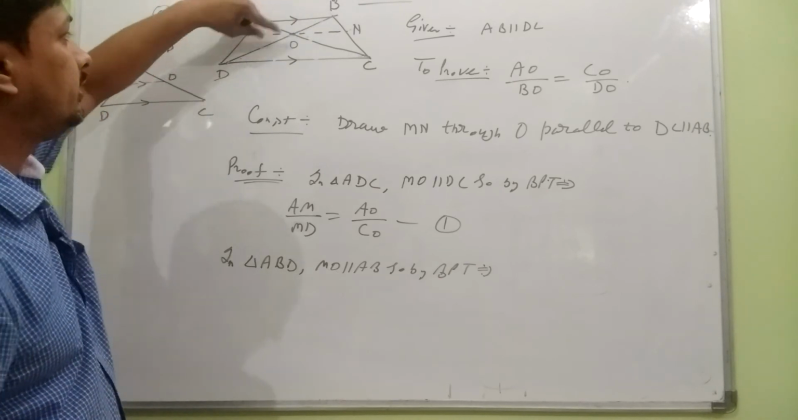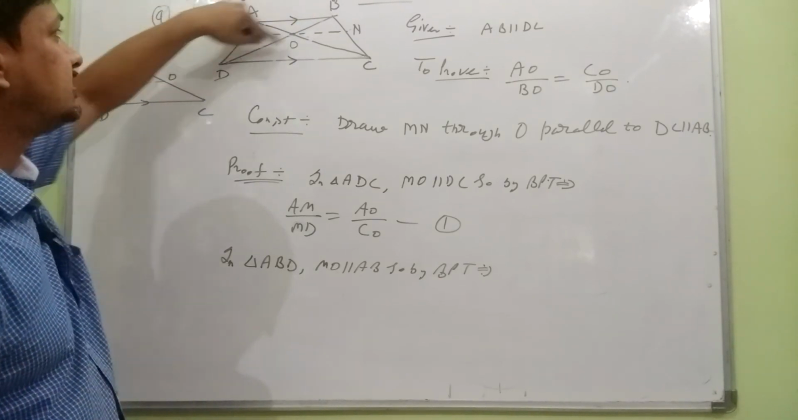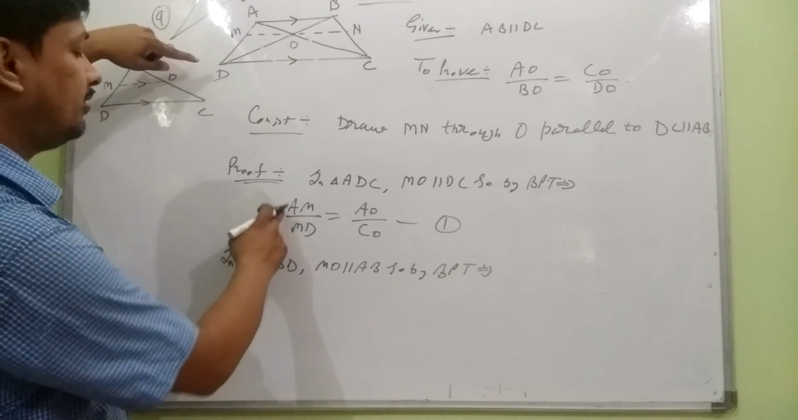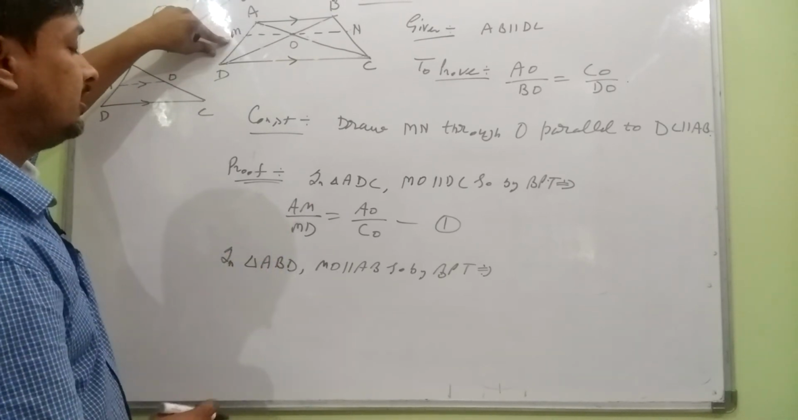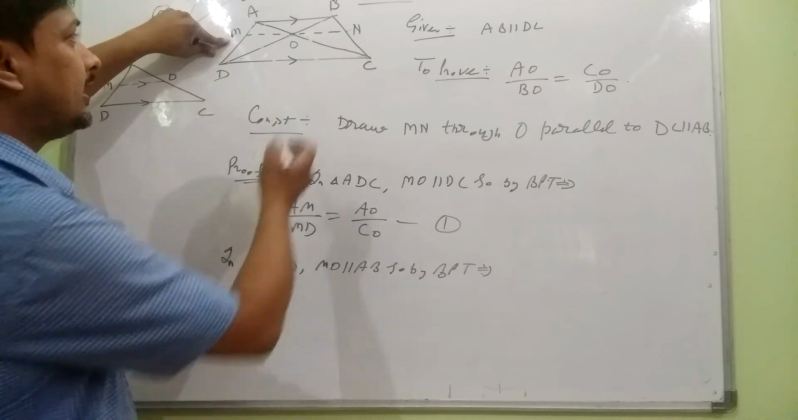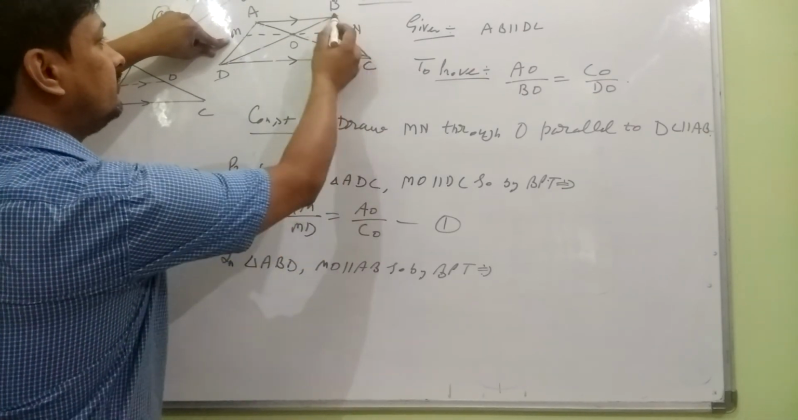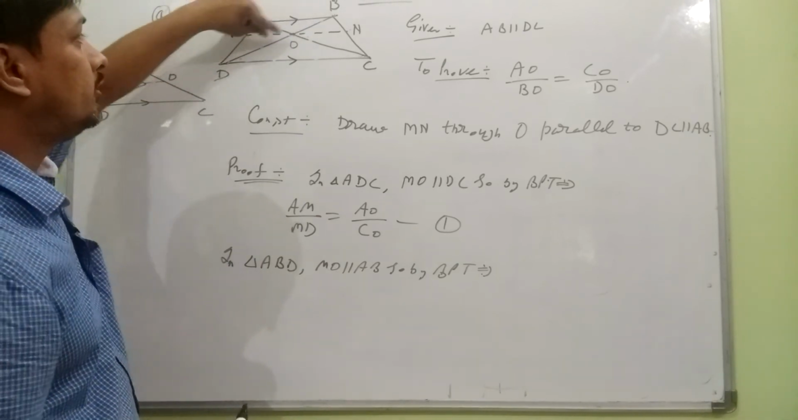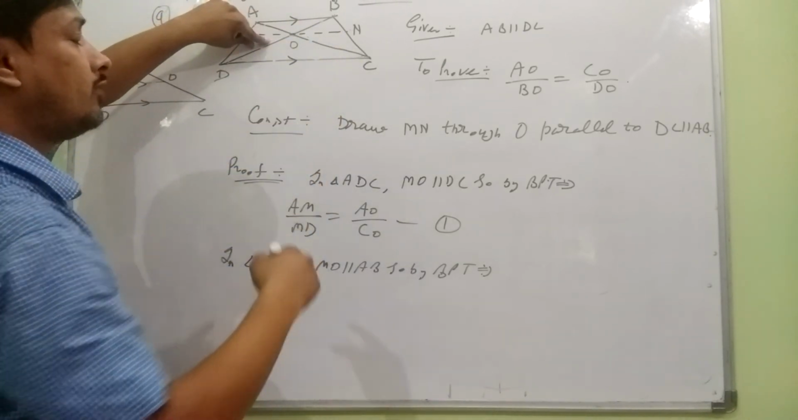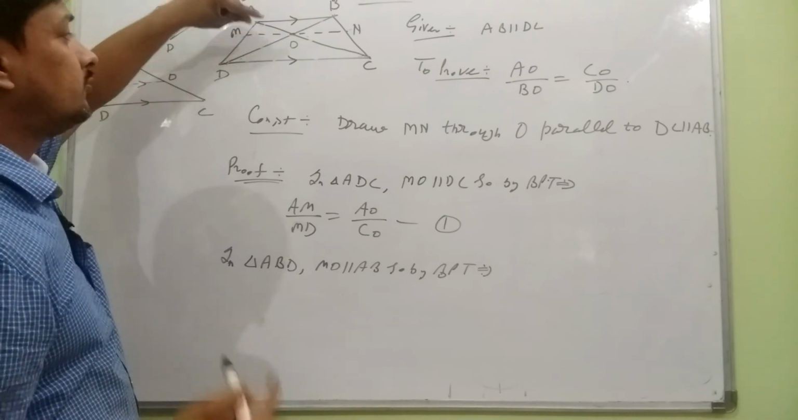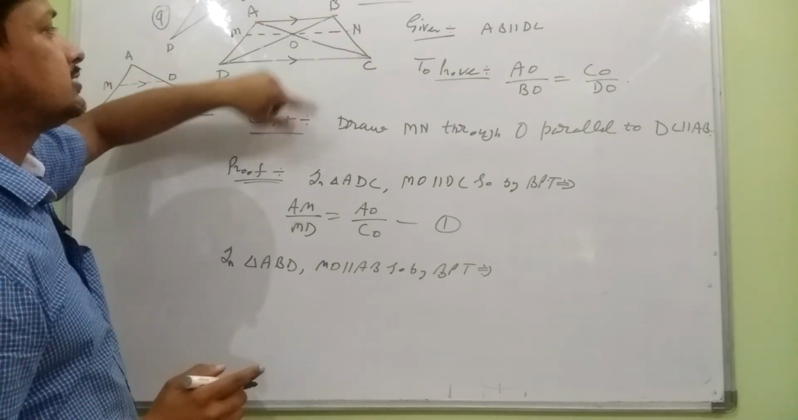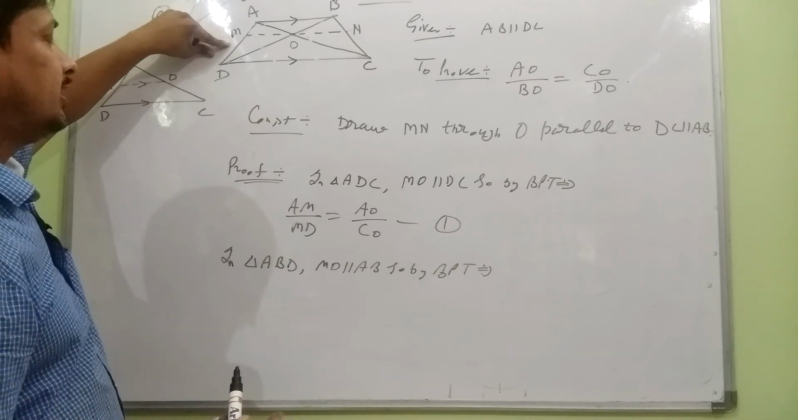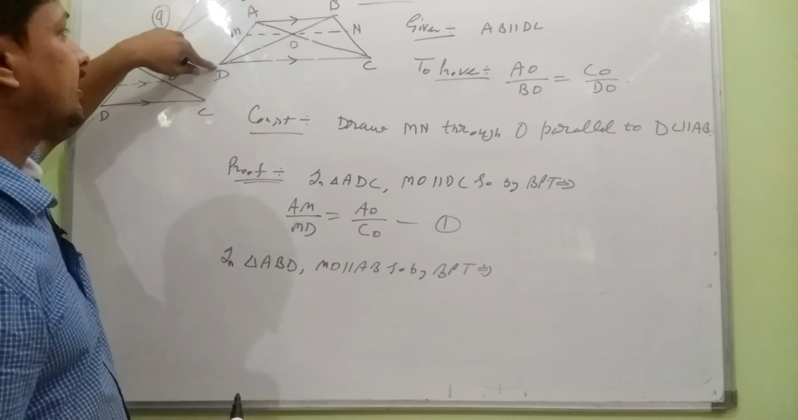So BO upon DO we can get in this triangle, because at the same time we need AM upon MD on the other side. So we cannot take this other triangle this time, because you will think BO upon DO is coming in this triangle also. So why can we not take it? We will not take this triangle, because on the other side we need AM upon DM, which is only possible in this triangle ABD.